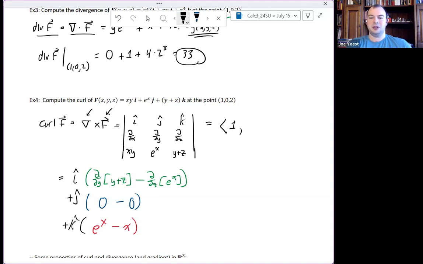The first component is just the number 1, or the function 1, I suppose. For any x, y, z input, any point we input, we get the output 1. The second component is just the function 0, the 0 output for any input. And the third component is e to the x minus x. So in this case, the curl is a vector that has x component 1, y component 0, and z component e to the x minus x.